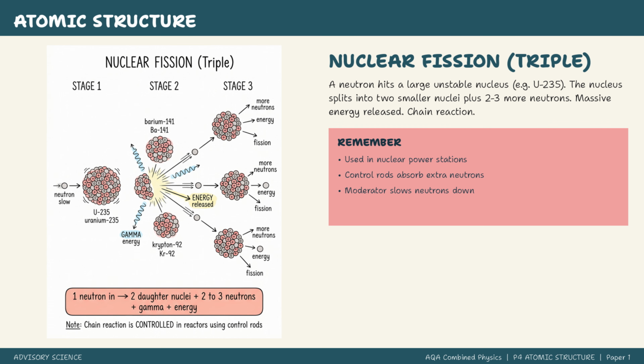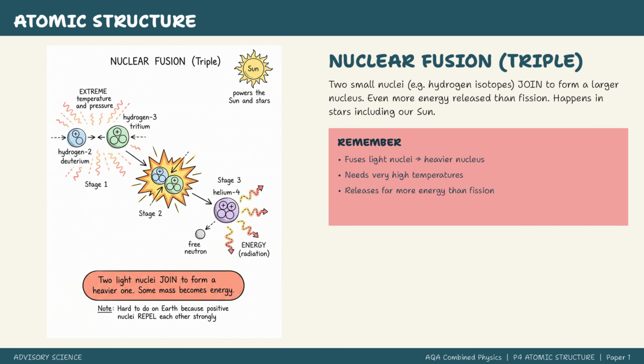To stop a dangerous nuclear meltdown, control rods made of boron are lowered into the reactor to absorb excess neutrons and regulate the speed. Nuclear fusion is the process that powers the sun. Two light, tiny hydrogen nuclei are forced together under extreme heat and pressure to join up and form a single, heavier helium nucleus. The final mass of the helium is slightly less than the starting hydrogen masses because that missing mass was converted directly into a colossal release of energy.